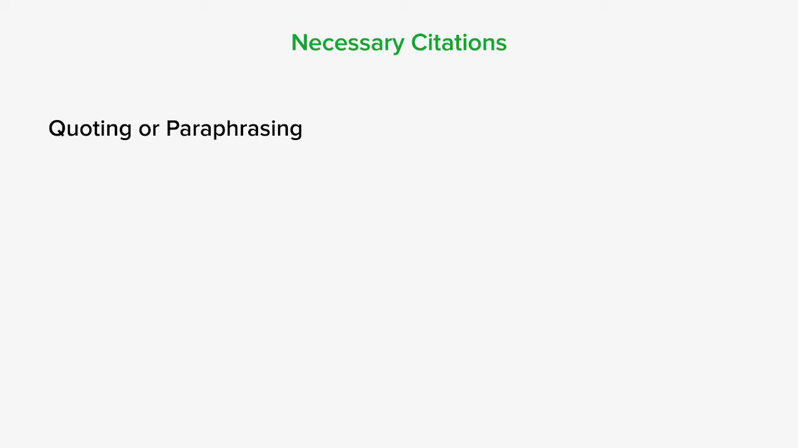When you're quoting or paraphrasing. So if you directly quote a passage from a website or paraphrase information obtained from a website, you need to provide a citation to acknowledge the source. When you use specific data, statistics, or research findings from a website, you should include a citation to give credit to the source of the information that you're giving.